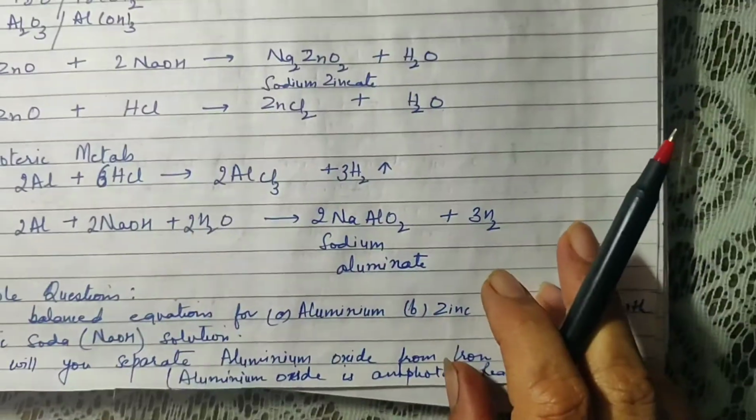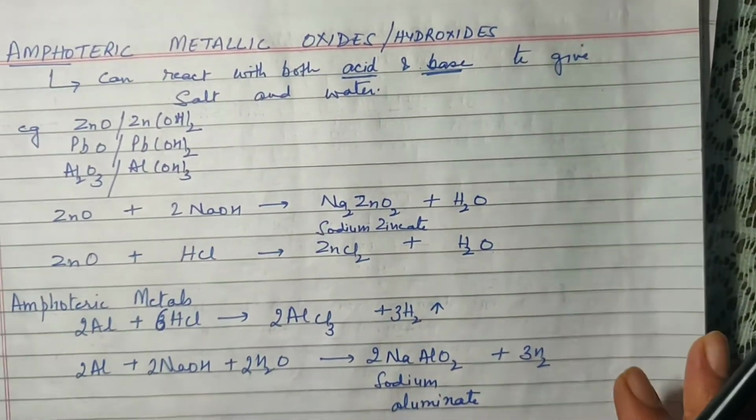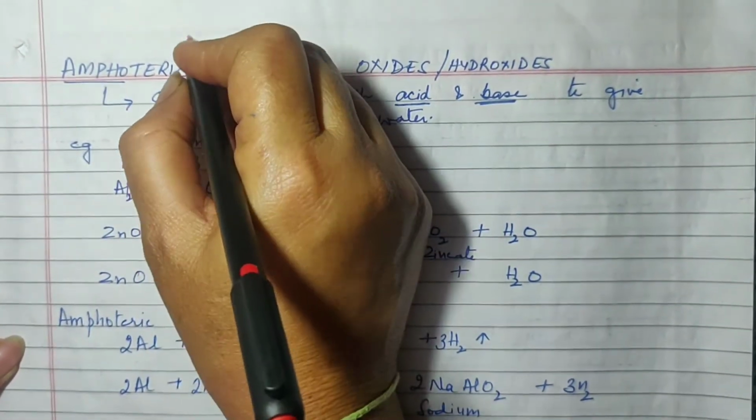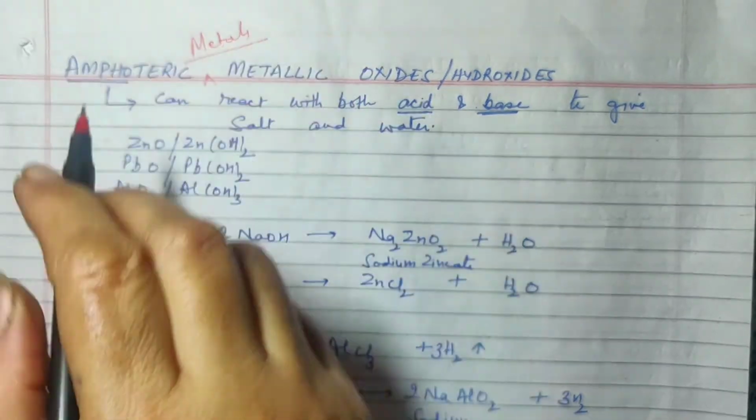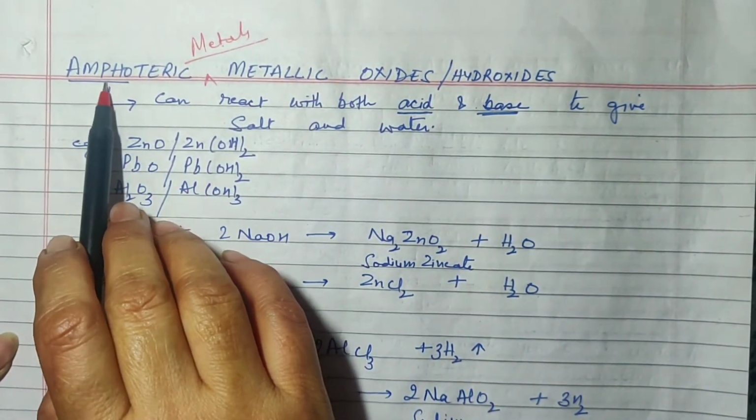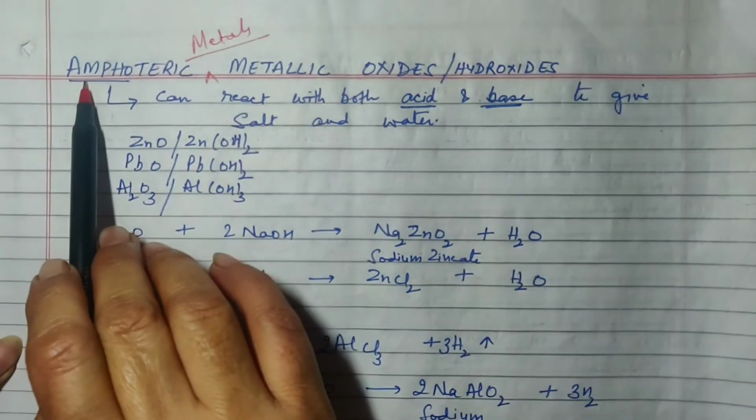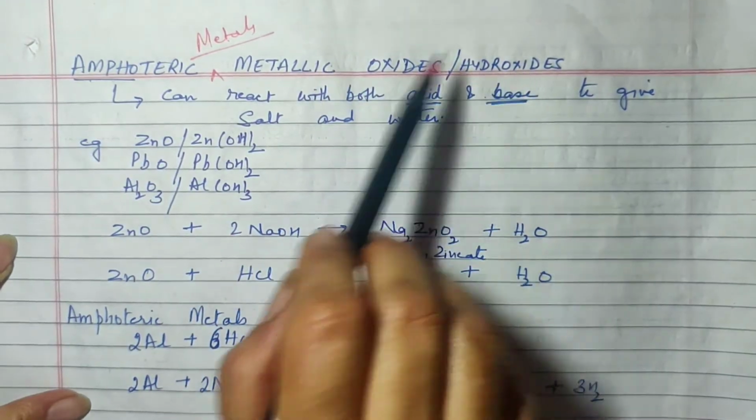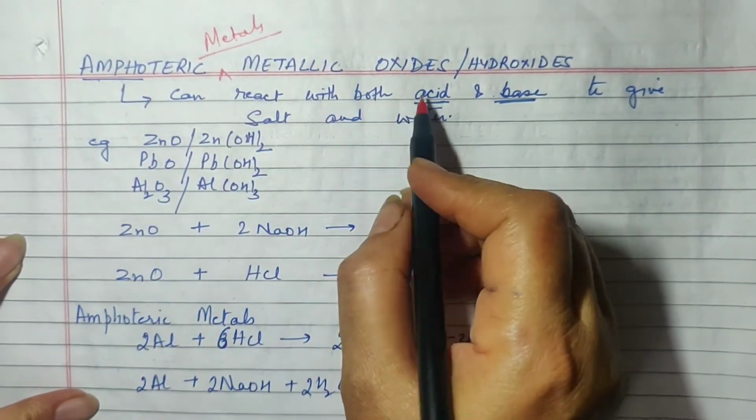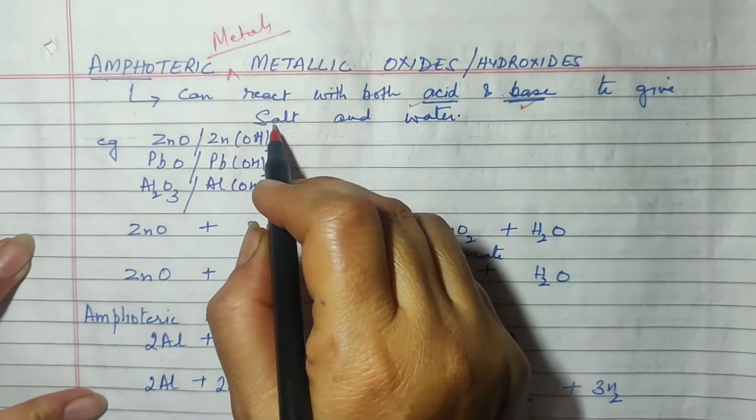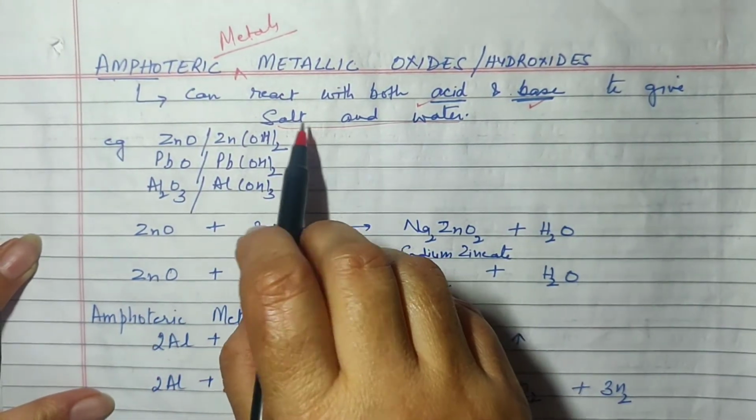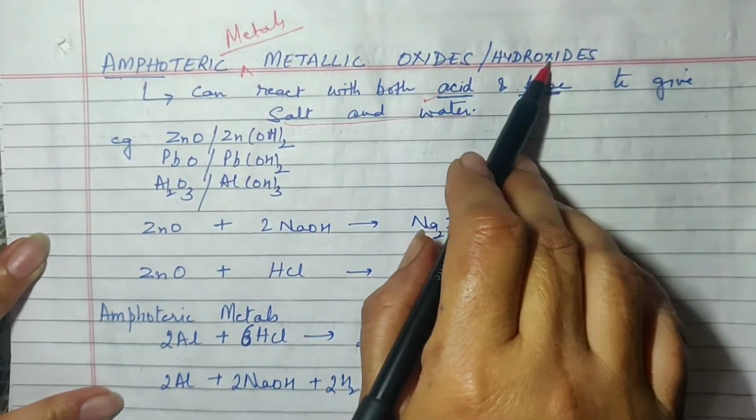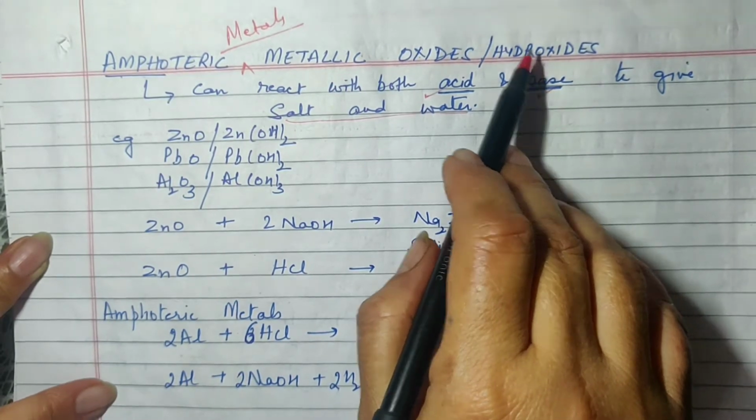Now the last part of the topic is, I want to tell you something about amphoteric metals or metallic oxides or hydroxides. What are amphoteric metals? The term comes from both ways, the way you've studied about amphibians in biology. Similarly, amphoteric metals or metallic oxides and hydroxides are the ones which can react with acid as well as with the base to form salt and water. Such metals are called amphoteric metals. Their oxides are known as amphoteric oxides. Their hydroxides are called amphoteric hydroxides.